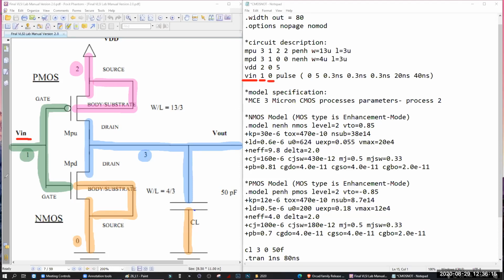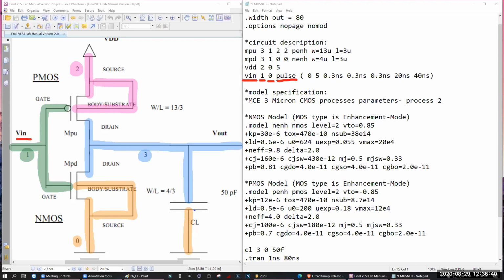What is the type of the input? Pulse. It is pulse, not DC. Why not DC? Because if you give DC, either you have to give 5 or you have to give 0, right? If you give 5, it is 1, so you will get 0 output. If you give 0, you will get 5 output, a high output. You cannot see any transition from 0 to 1 or 1 to 0.